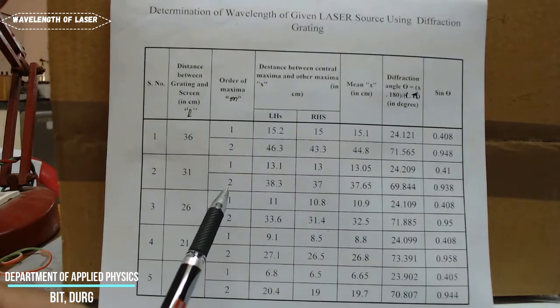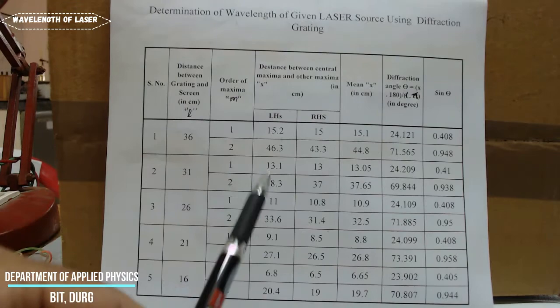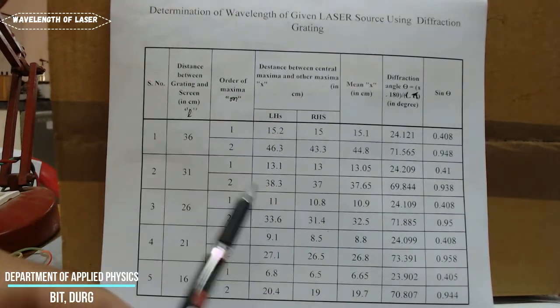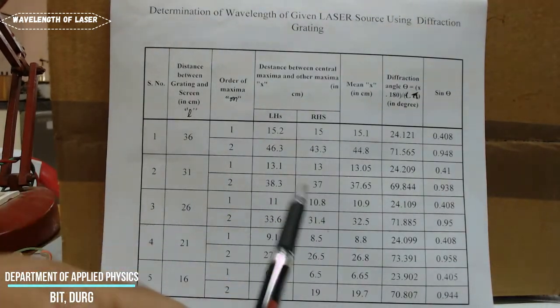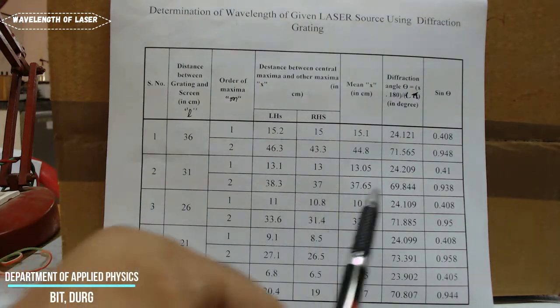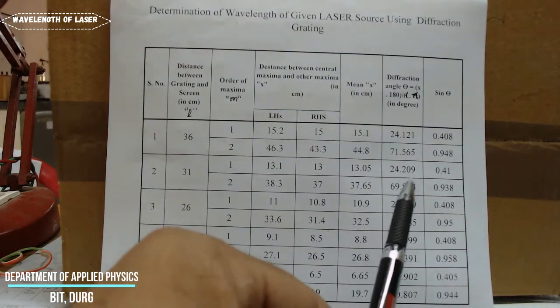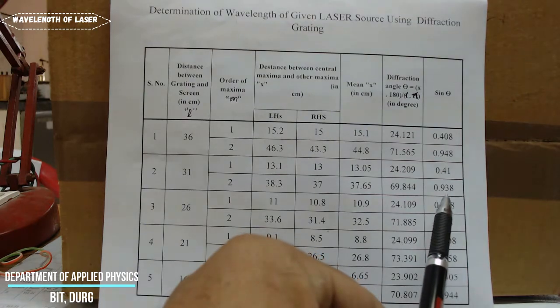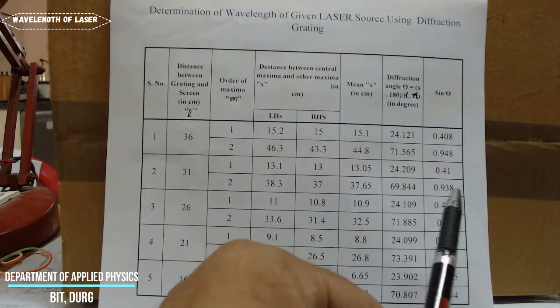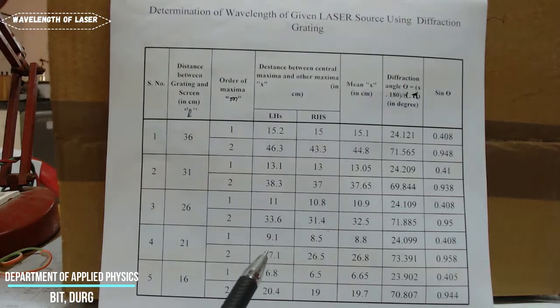Similarly for the second order, as you can see here, the distance decreased. When the distance L decreases, it is 38.3, 37, the average is 37.65. The angle is 69 degrees, and the sine of that angle is 0.938. So in this way we go on taking readings.